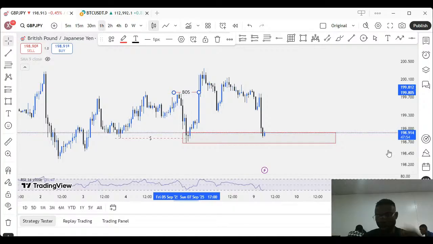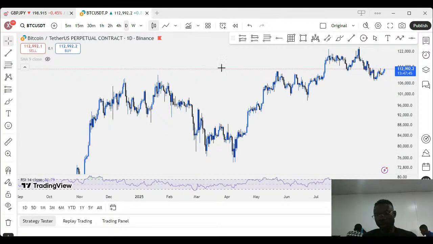During the time you are looking for where, let's check the BTC USD. Yes, this is the BTC USD chart.